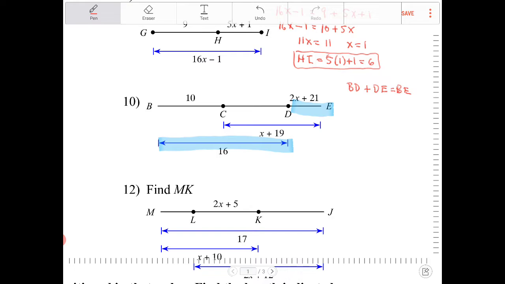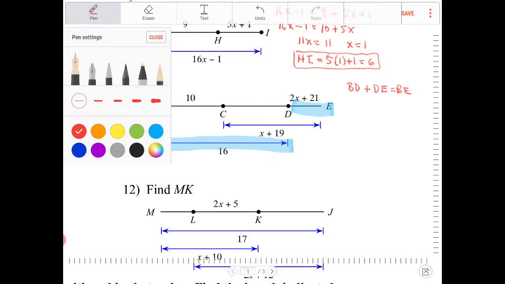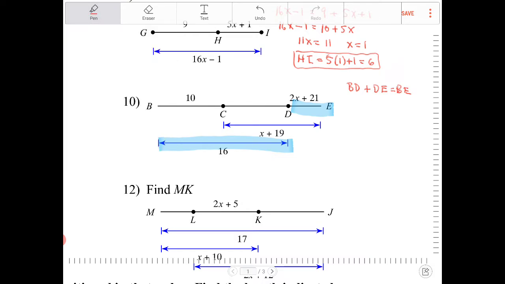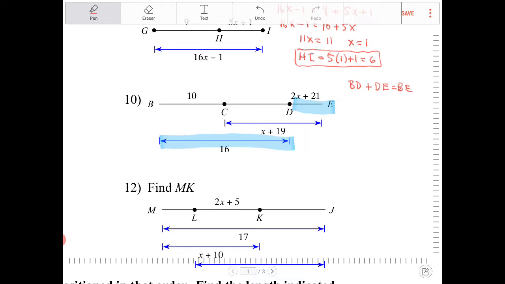Something else that I can do, and I'm going to use another color here: I also know that BC plus CE also makes up the full length of BE. So I am going to go over here and do the same thing. I can say BC plus CE is equal to the full length of BE.